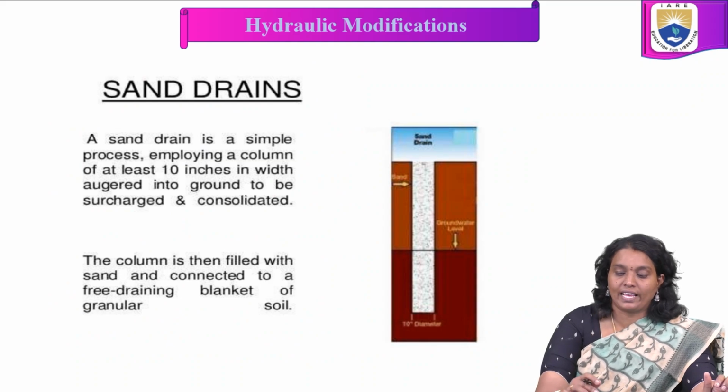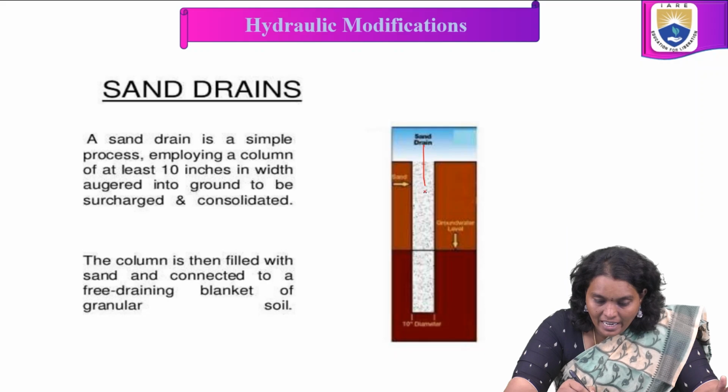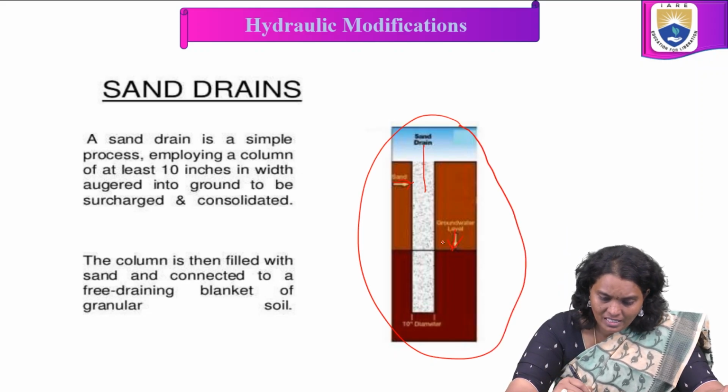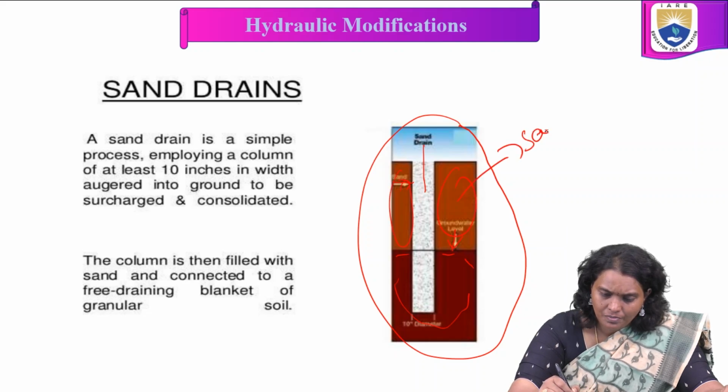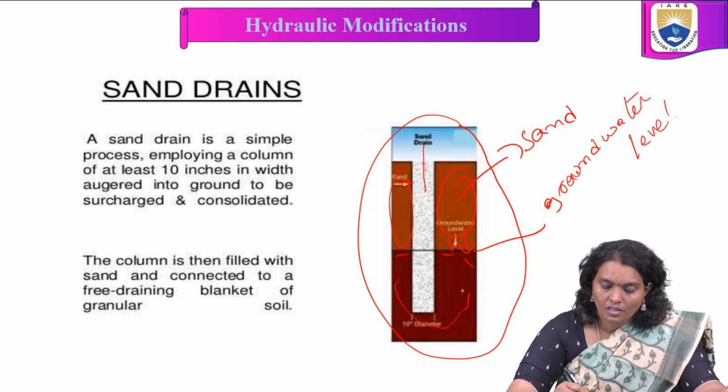is driven vertically into a soft soil up to the required depth. So that is shown like this. This is the sand drain. This is the sand. This is the sand drain. So like this we are going to understand the groundwater level. This is the groundwater level. This is completely sand. This is the groundwater level. And this is the sand drain.